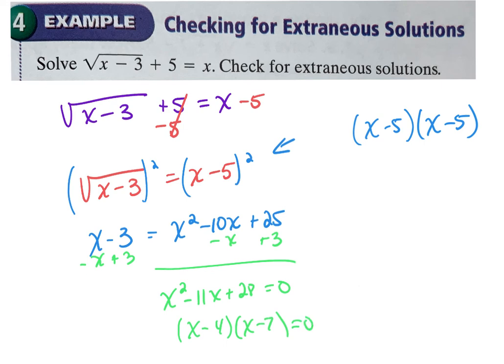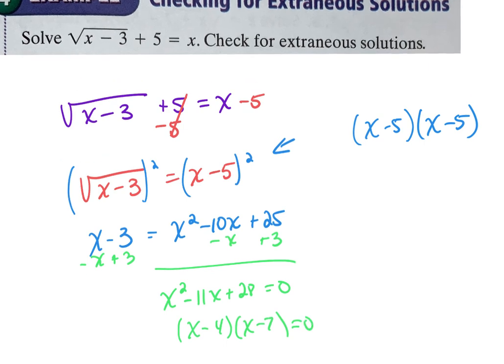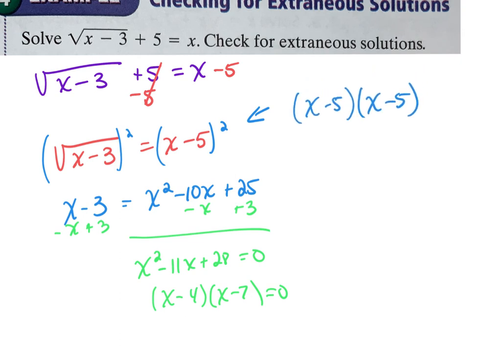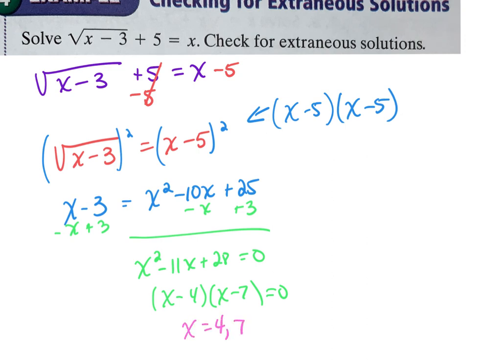I have two possible answers here. What are they? 4 and 7. Positive 4, positive 7 here, okay? So my potential answers are x equals 4 and x equals 7. This little guy is very important. Check for extraneous solutions. We have to plug it back in and make sure they work, okay? Sometimes both of them will work. Sometimes one of them will work. Sometimes none of them will work, all right?